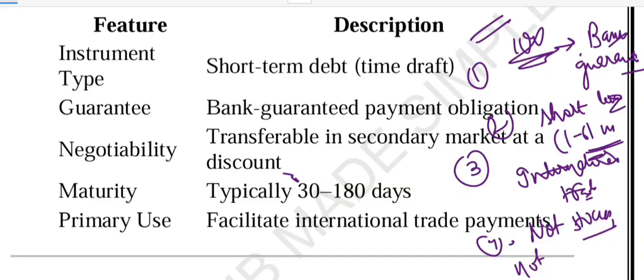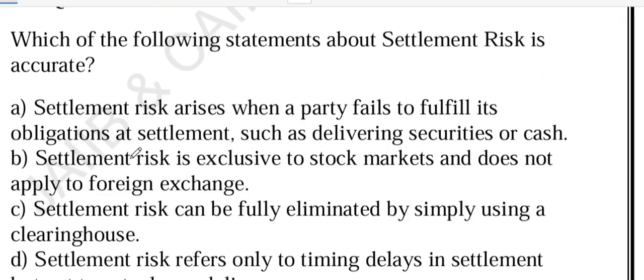Now friends, let's look at settlement risk. The question is, which of the following statements about settlement risk is accurate? Let's see the options. Option A: settlement risk arises when a party fails to fulfill its obligation at settlement, such as delivering security or cash. Option B: settlement risk is exclusive to the stock market and does not apply to foreign exchange. Option C: settlement risk can be fully eliminated by simply using a clearinghouse. Option D: settlement risk refers only to timing delay in settlement but not to actual non-delivery.